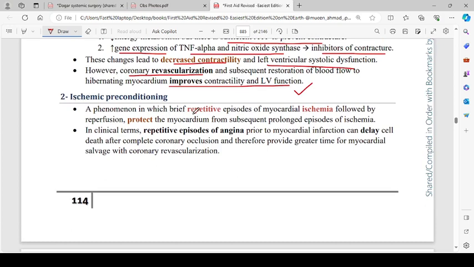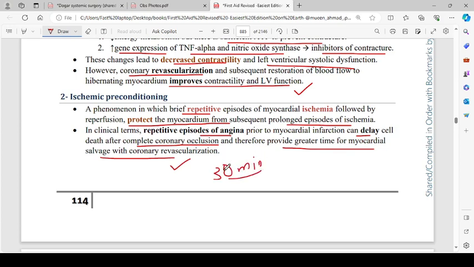It is a phenomenon in which brief repetitive episodes of myocardial ischemia followed by reperfusion protect the myocardium from subsequent prolonged episodes of ischemia. In clinical terms, repetitive episodes of angina prior to myocardial infarction can delay the cell death after complete coronary occlusion, therefore providing greater time for myocardial salvage by coronary revascularization. Like normally we have 30 minutes, right? We have to salvage the myocardium within 30 minutes.